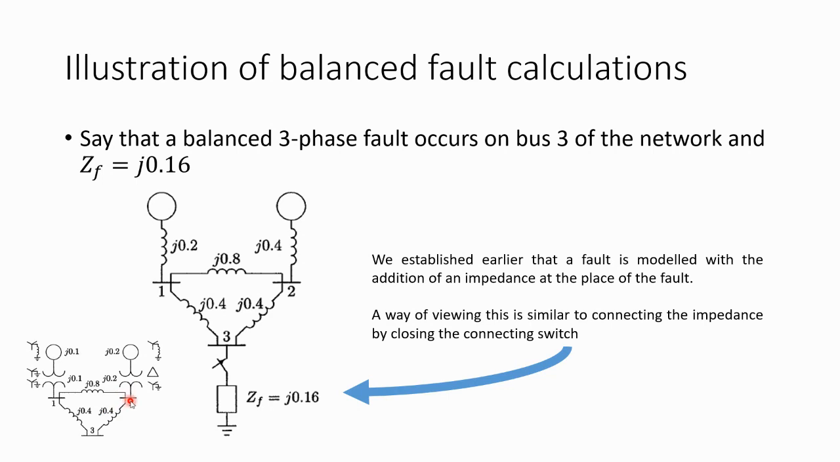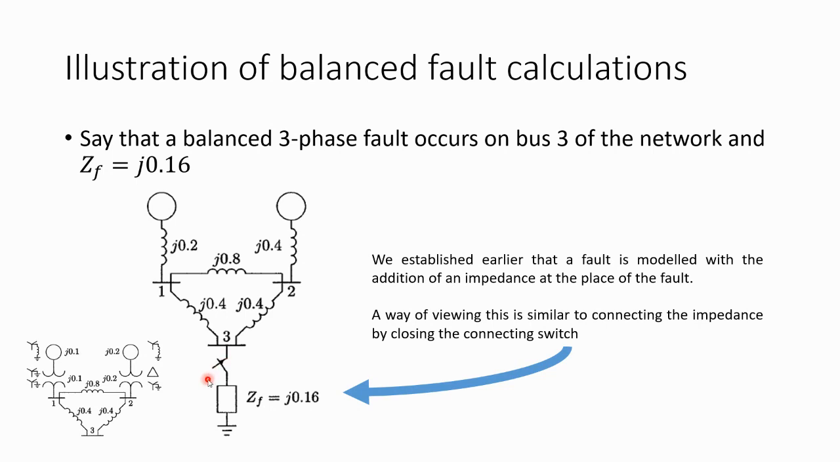Let's begin by assuming that there is a three-phase balanced fault striking bus 3. If there is a balanced three-phase fault striking bus 3, we can represent the fault as an impedance, and this is the value of the fault that is happening at bus 3 right now. There's one thing you need to notice: there is a switch over here. The switch is used to represent the connection of this fault impedance to bus 3.